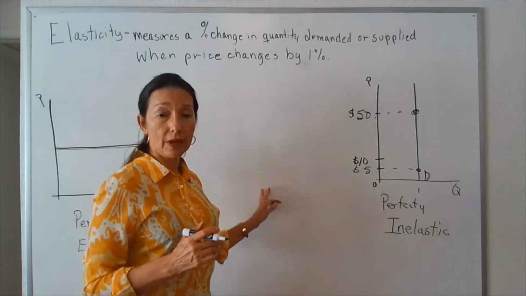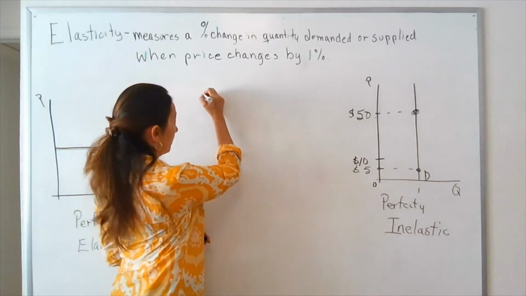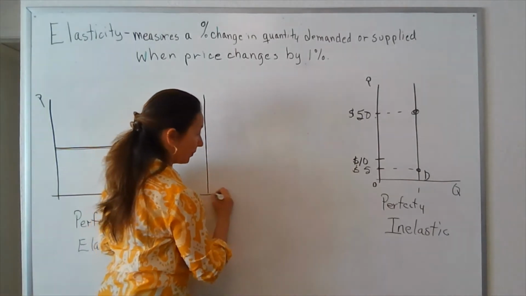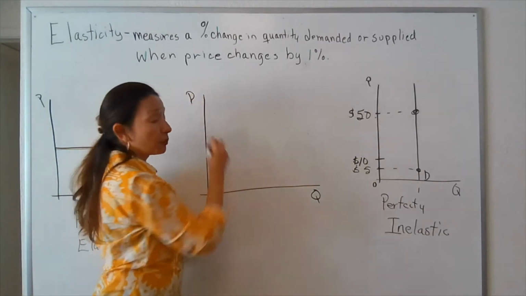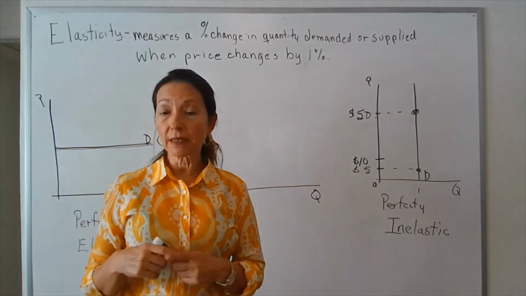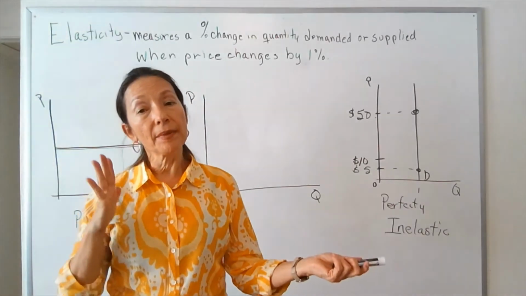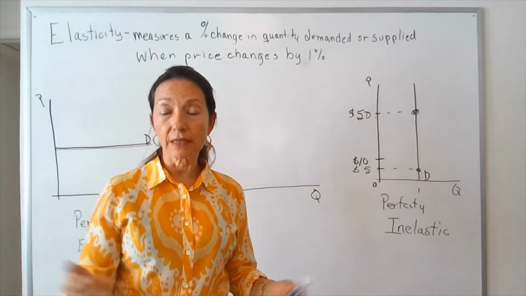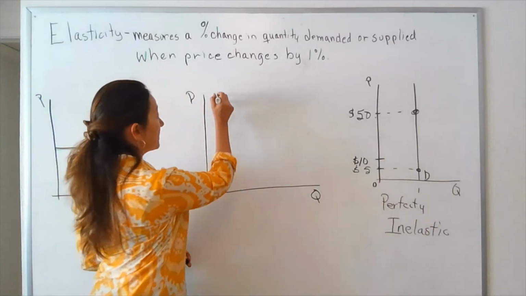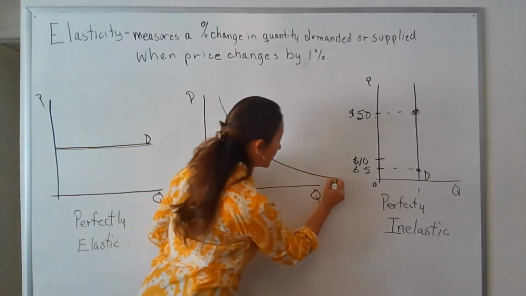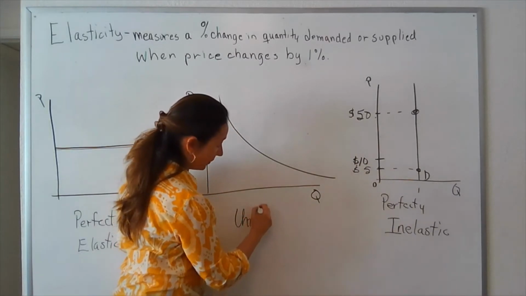And then we have a middle range that we say is unit elastic. So I will put the unit elastic demand curve right here. And what this means is that if the price were to change by 1%, the quantity demanded would change by 1%. If the price were to change by 10%, the quantity demanded would change by 10%. And those types of demand curves tend to look like this. Okay, so this would be a unit elastic demand curve.